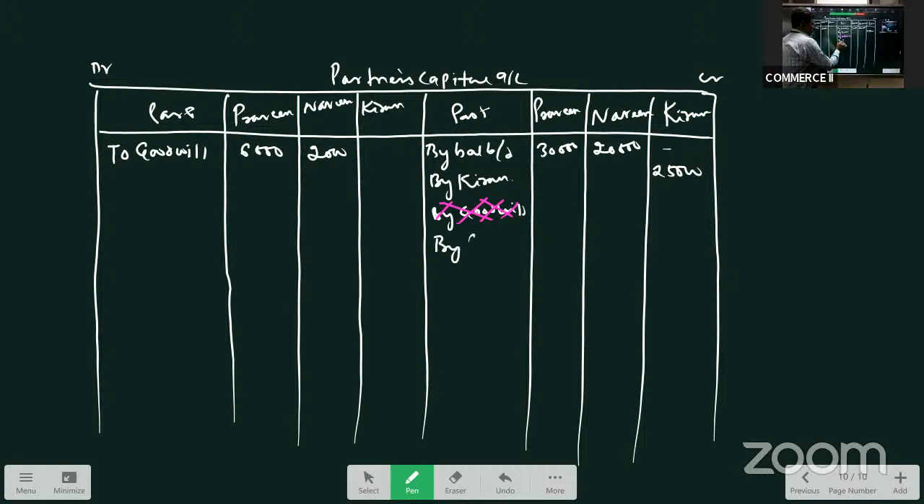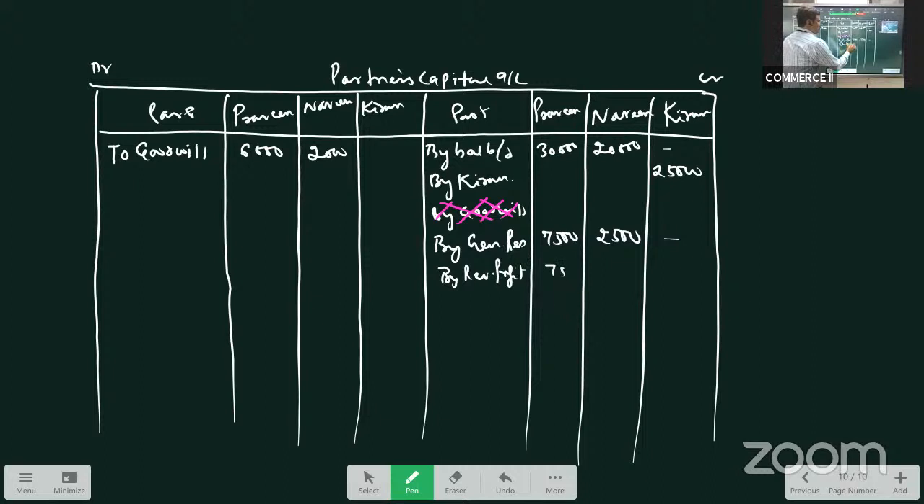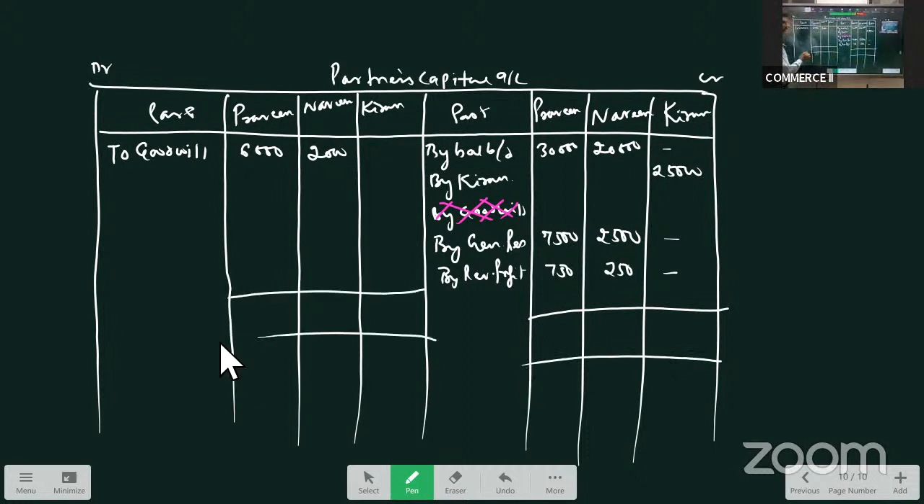Then, do we have any accumulated profit or general reserve? Yes, 10,000 is there. Distribute it in the ratio 3 is to 1. So he'll get 7,500 and he'll get 2,500. Then revaluation profit. We got a profit of 1,000. 750 was given to him, 250 to him. Close the account. Balance the accounts. Right?